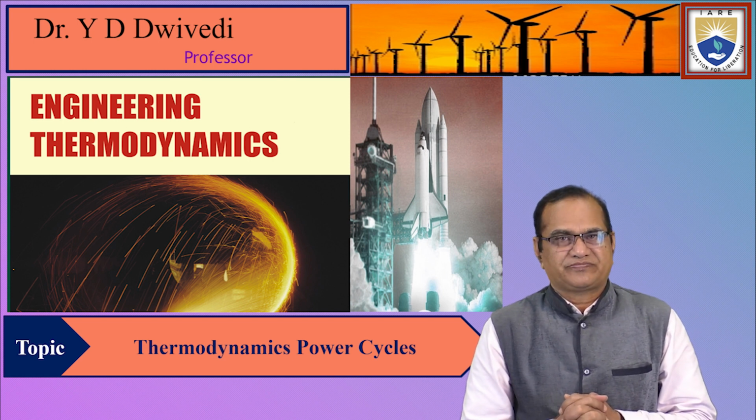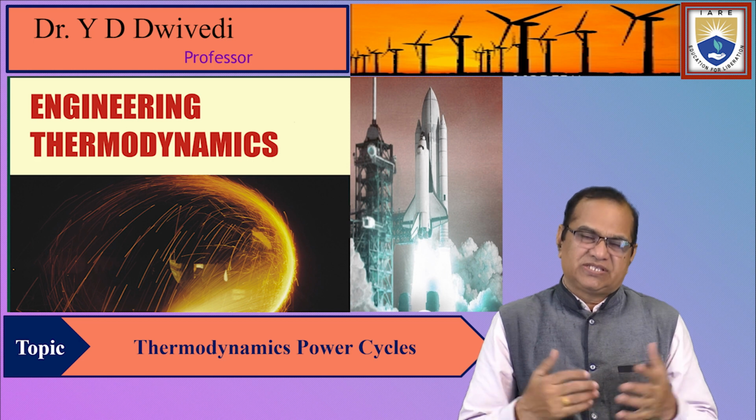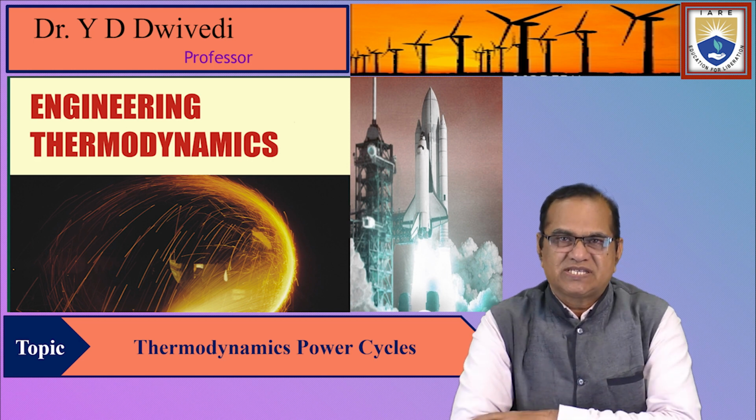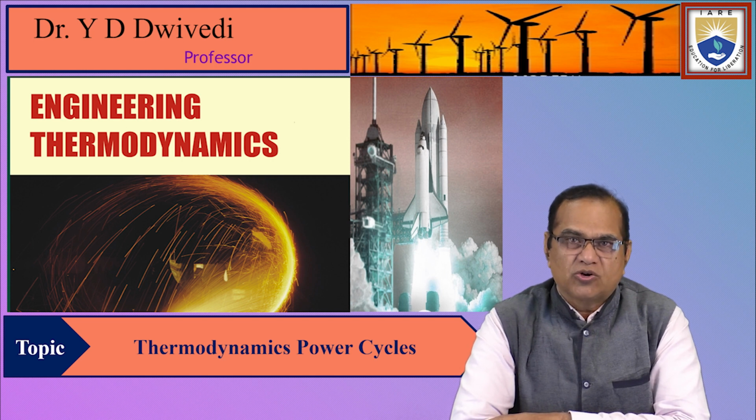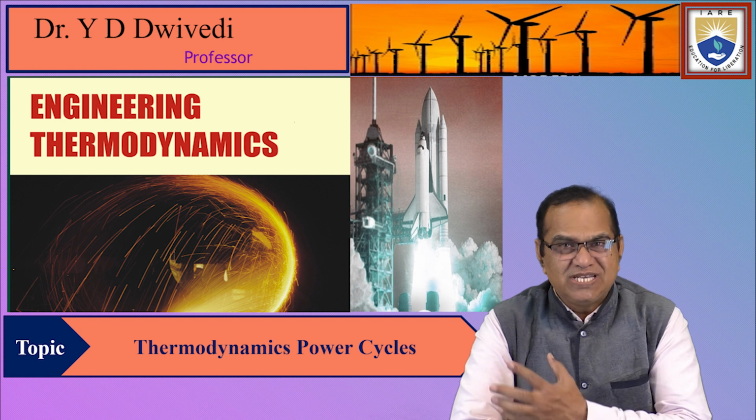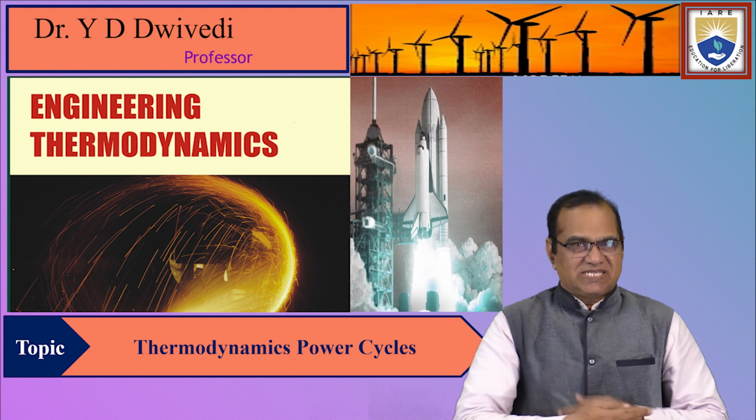Here in this module we are going to discuss 5 cycles. First one is the Otto cycle, second one is the diesel cycle, third one is the dual cycle, fourth one is the Brayton or Joule cycle, and the fifth one is the Bell-Coleman cycle. So these 5 cycles we will be discussing.